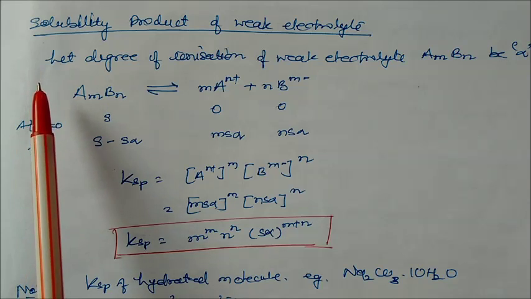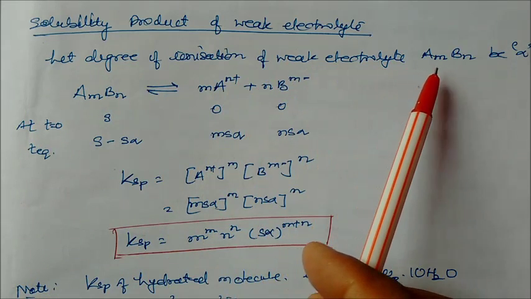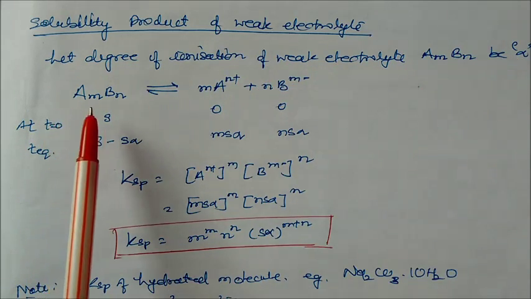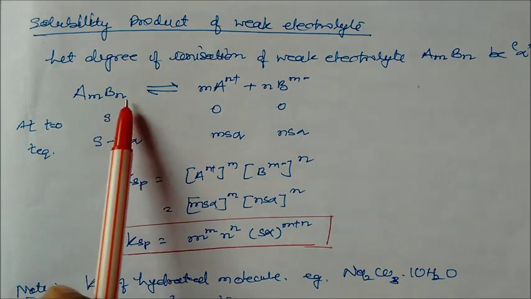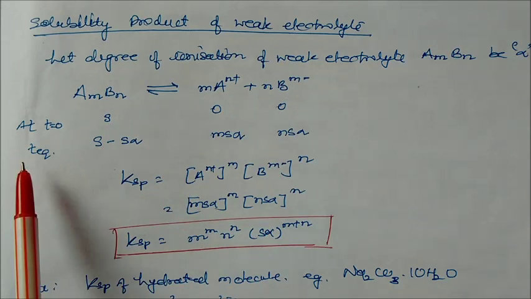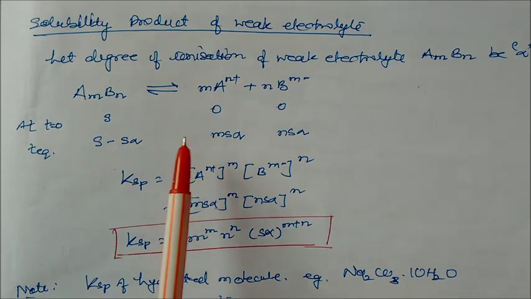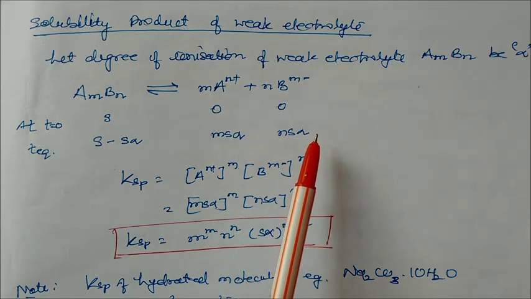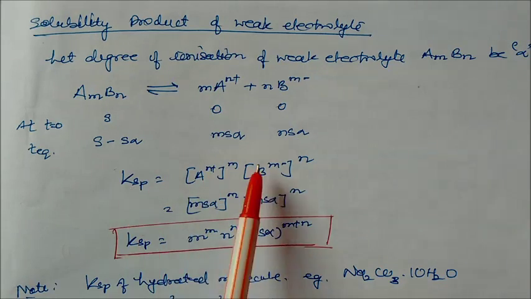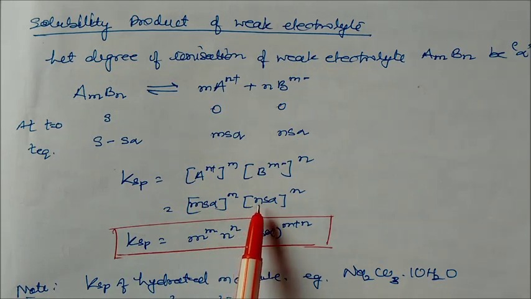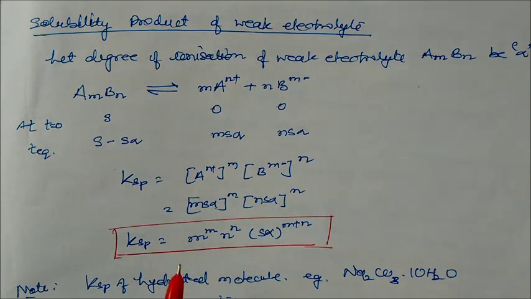Let the degree of ionization of the weak electrolyte AmBn be alpha. So AmBn equals mA plus nB. Initially it has some solubility S, and this will be 0, 0. At equilibrium, this will be S minus S alpha, then mS alpha and nS alpha. Now write this concentration into the solubility product: (mS alpha) to the power m, (nS alpha) to the power n. So we will get KSP, m to the power m, n to the power n, S alpha to the power m plus n.